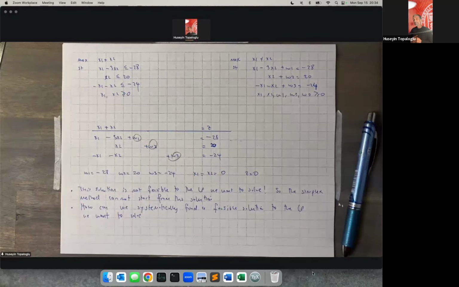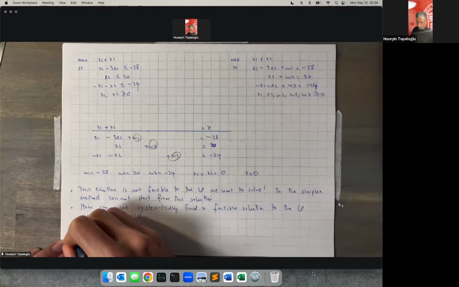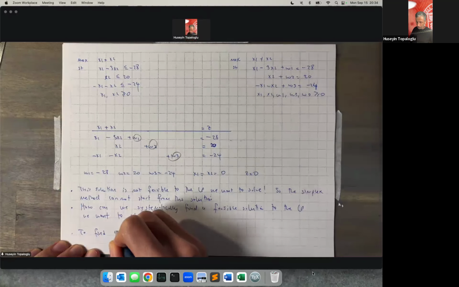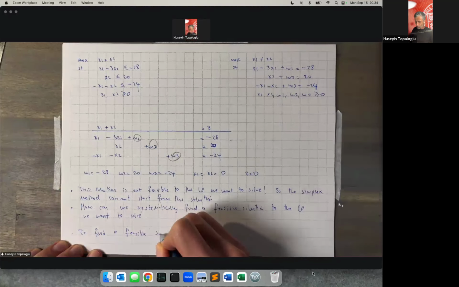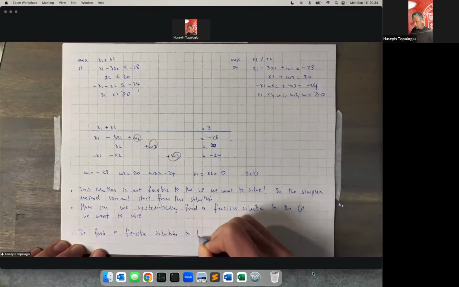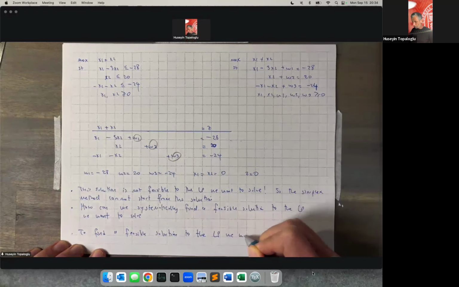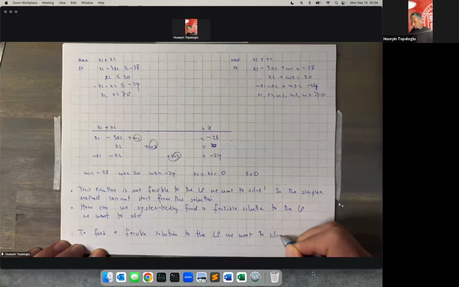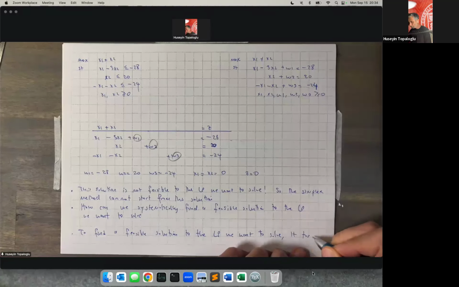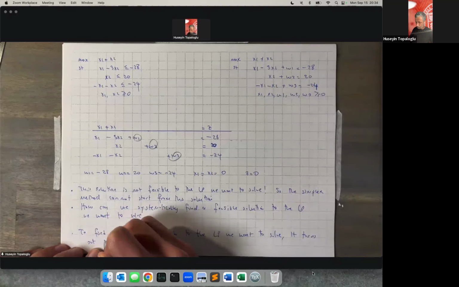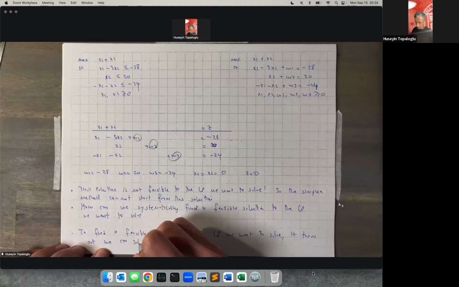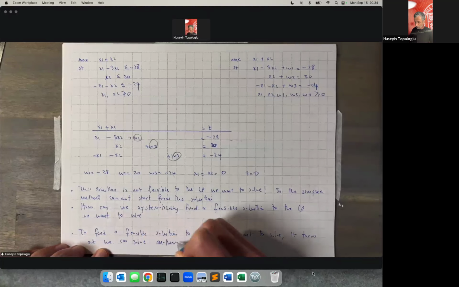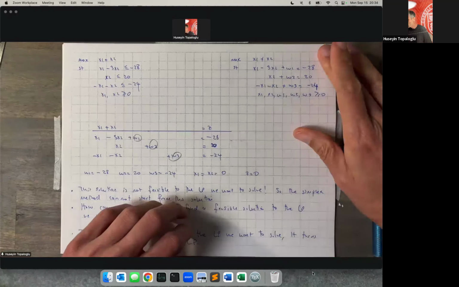Good. And it turns out that to find a feasible solution to an LP that we want to solve, we can solve yet another LP. Okay, so that's what we're going to do. Find a feasible solution to the LP we want to solve. It turns out we can solve another LP. Let's see what that LP looks like.